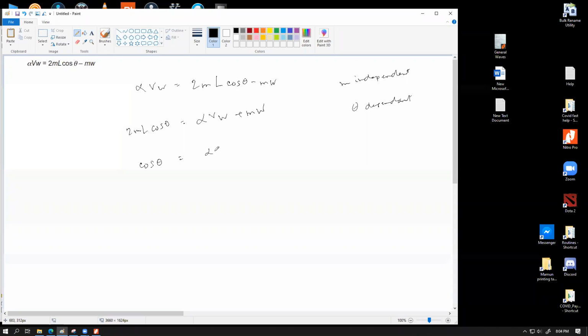So this would give me alpha v w divided by 2ml plus mw divided by 2ml. The m crosses out here. So this would be my mx plus c. So ultimately I should shift myself a little bit more.